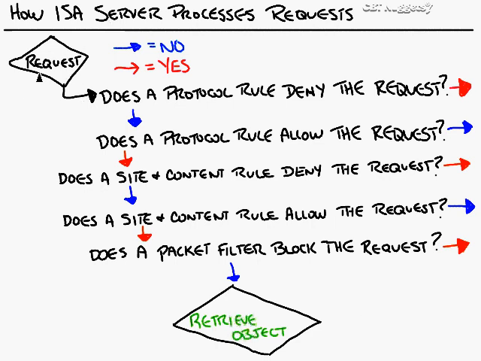The first thing we need to do is walk through how the ISA server processes incoming requests. Imagine this request is just an access attempt to yahoo.com or whatever website you fill in there. What it's going to do is take through this flow chart, and I've got my little color scheme where the blue arrows is no and the red arrows are yes.